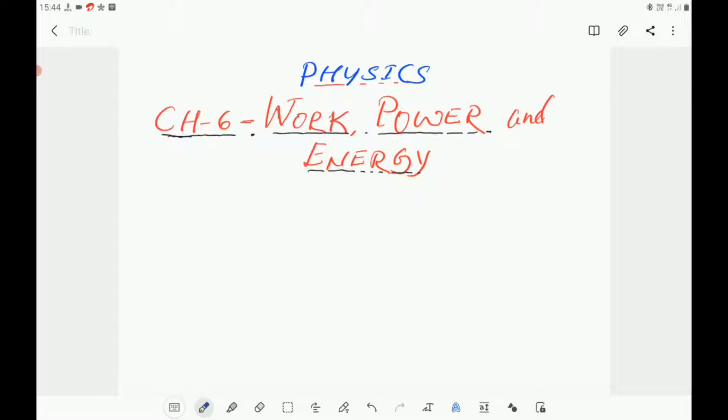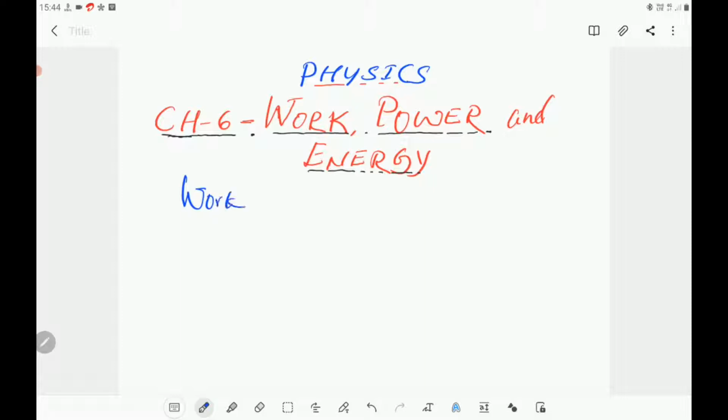The word energy is a common term. So in CET and NEET also, in various chapters, we use the concept of energy and work to simplify problems. One problem can be solved in many ways. One of the ways is the concept of energy. So we'll start with some of the important ideas related to work.